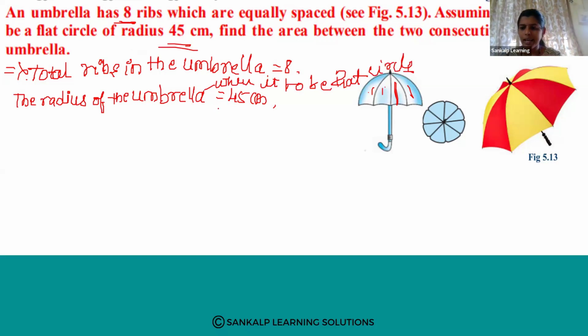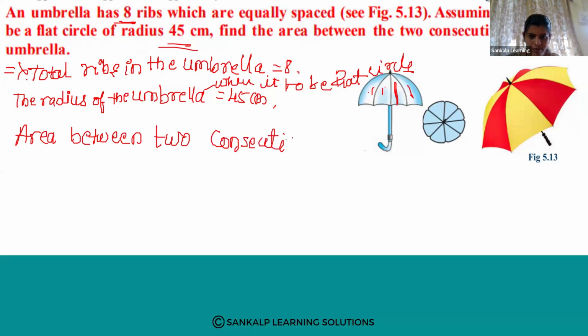Okay. Now, the area between two consecutive ribs. Find the area between two consecutive ribs. Area between two consecutive ribs is total area divided by number of ribs.